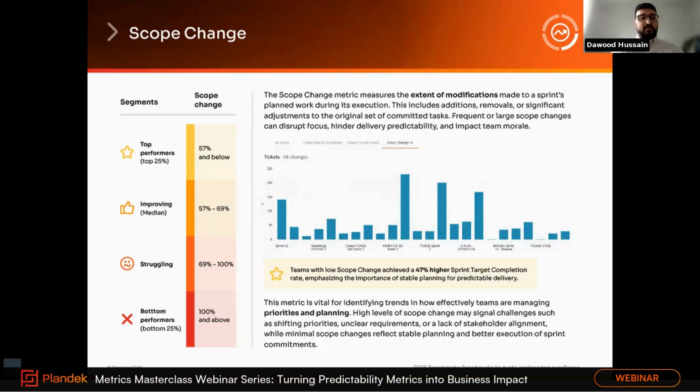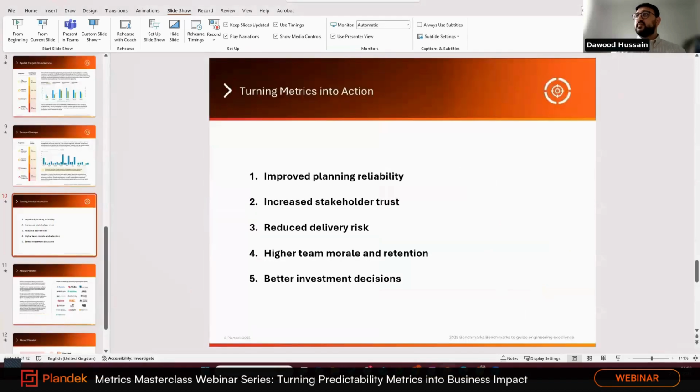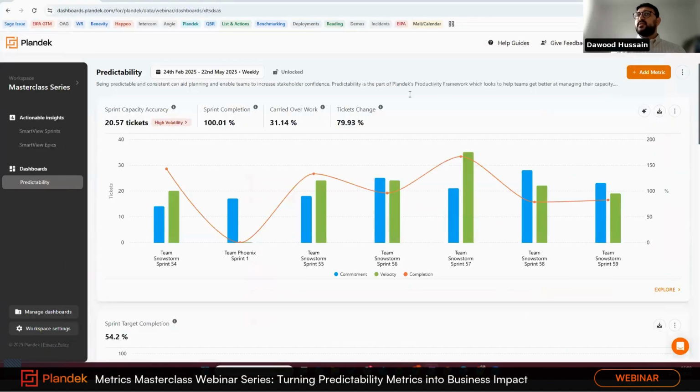So I'll come out of here and I will show you, if this allows me to. Here we go. The dashboard that I've set up as well. So we've got the predictability dashboard here. Now, there's a couple of metrics in here that I've spoken about already. So we've got sprint capacity accuracy, as you can see here. Now, this is within Plandek's own workspace and instance. If I click on Explore, there we go.